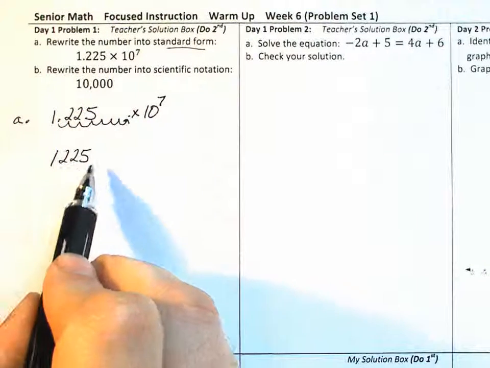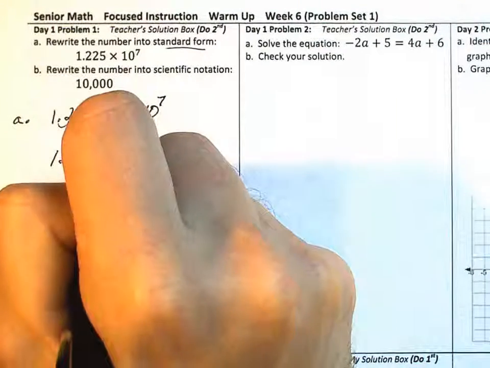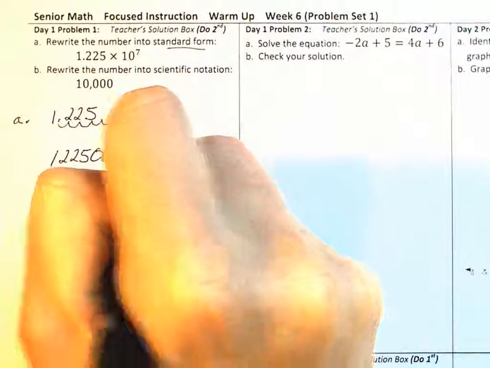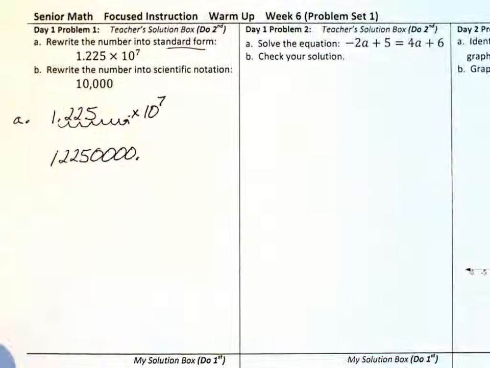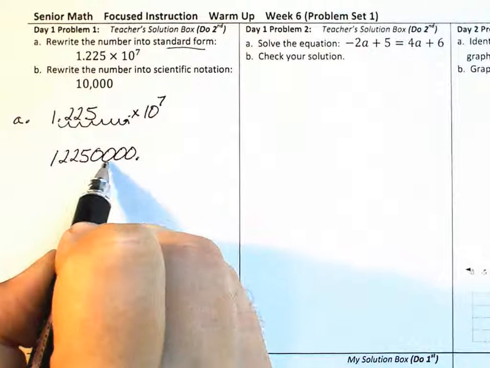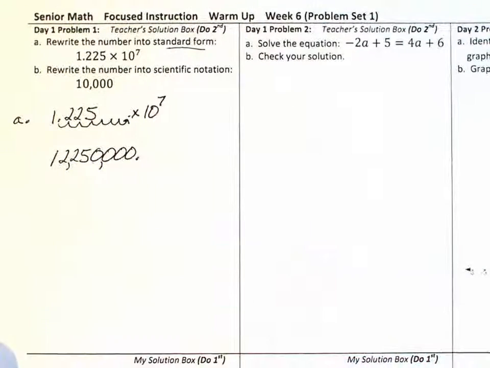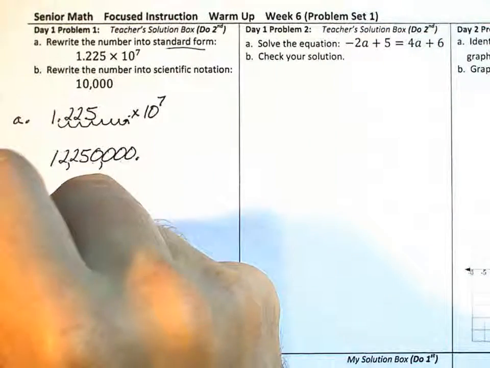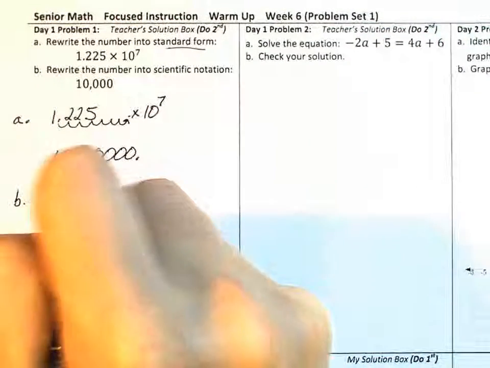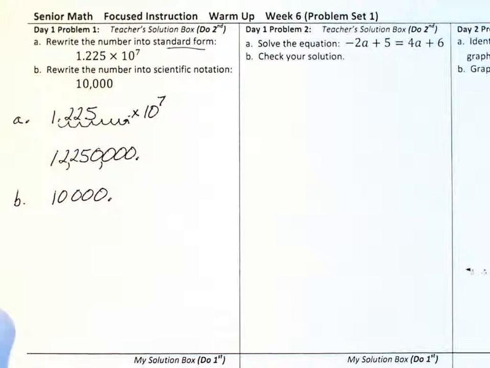225. The 225 accounts for 3 of the 7 spots, and so that's going to need 4 placeholder zeros, then the decimal point. Now to make this number easier to identify, we can come 3 positions over and put a comma in, 3 positions over and put a comma in, and now we can see that that's 12,250,000.